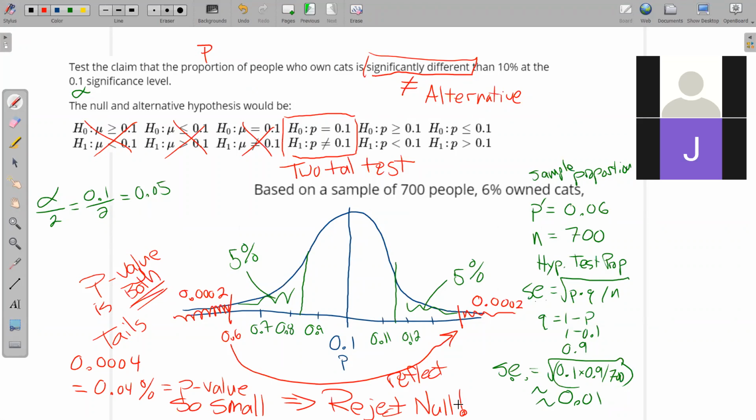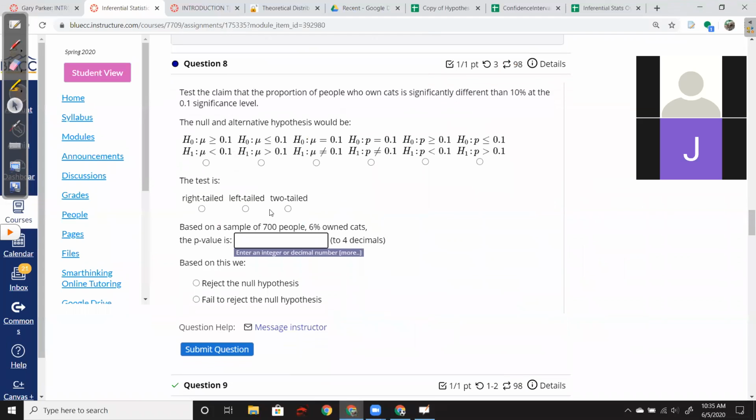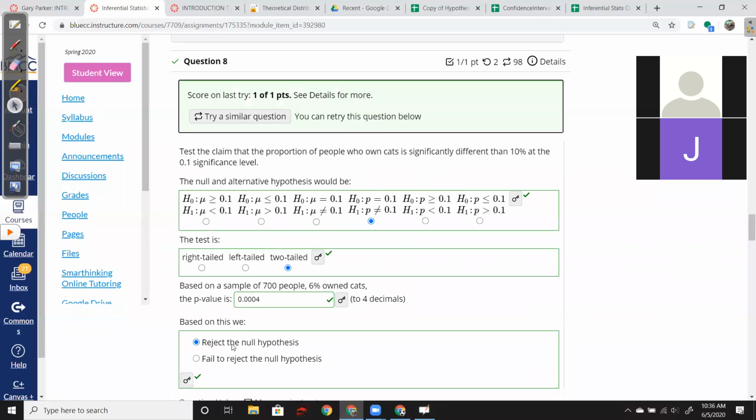All right, so now we get to state what it means to reject the null in this case, and then I'll also give an interpretation of what that p-value means. So those are two different things related to this problem. The reject the null is the decision, and this problem I think just asked for a decision, not a conclusion. So the p-value is 0.0004-ish, and we reject the null. This is a two-tail test. P is not equal to 10%, significantly different, again, means not equal to.